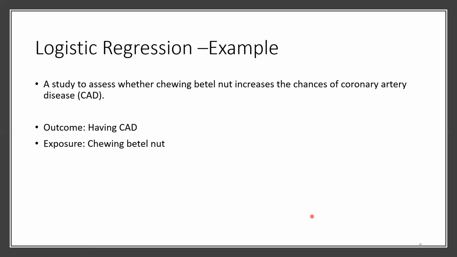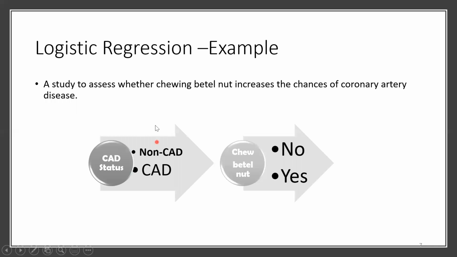In this scenario, we are working with logistic regression with two variables. This is a published article to find out the association of chewing betel nut with the chances of coronary artery disease. So we have two variables: our outcome variable is the status of coronary artery disease, either non-CAD or CAD, and our exposure is chewing betel nut.